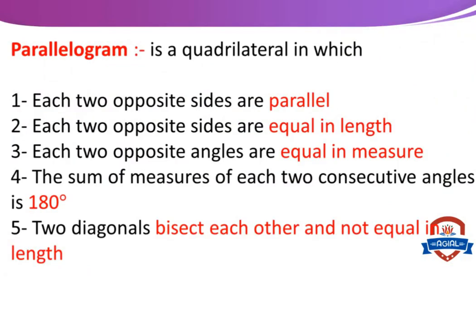What is the meaning of parallelogram? Parallelogram is a quadrilateral in which each two opposite sides are parallel, each two opposite sides are equal in length, each two opposite angles are equal in measure. The sum of measures of each two consecutive angles is 180 degrees. Very important. Two diagonals bisect each other and not equal in length.